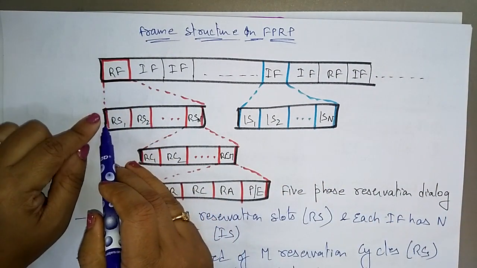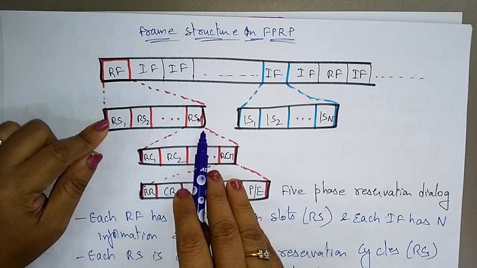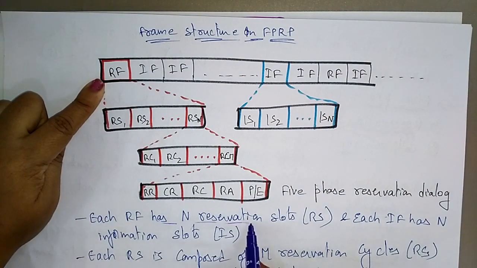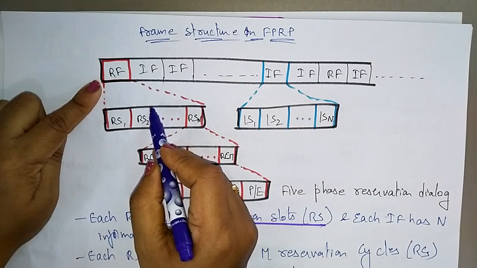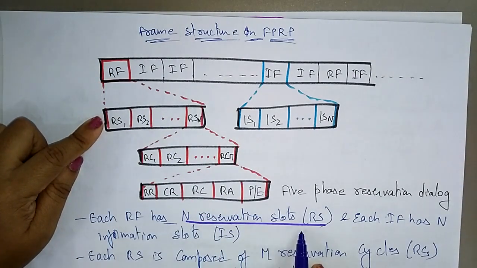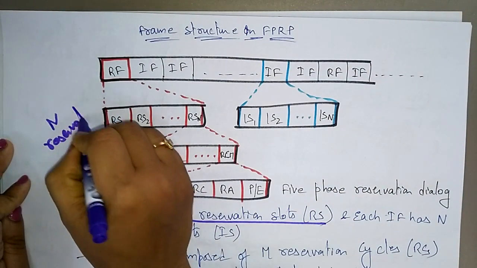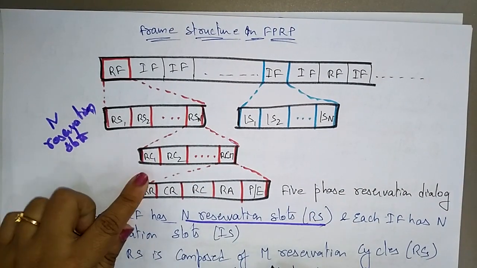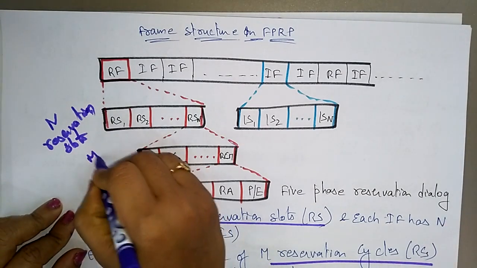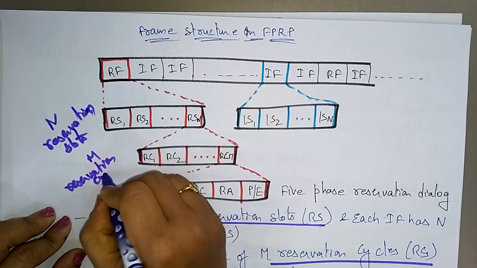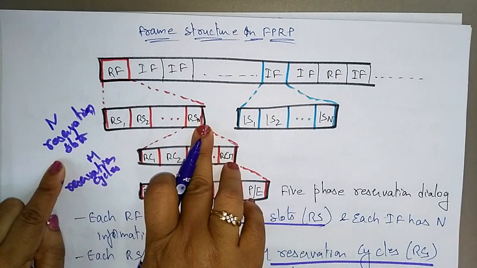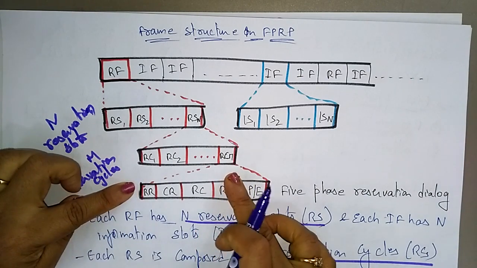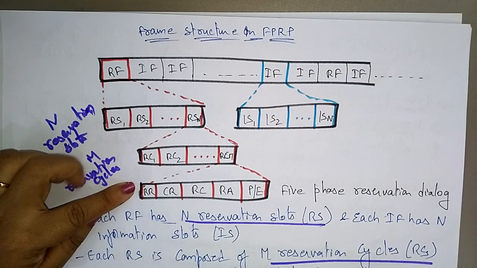The reservation frame has RS1, RS2 up to RSN, N slots. The information frame also has N slots. So each RF, the reservation frame, has N reservation slots. Again, each RS is composed of M reservation cycles. So each RF is divided into N reservation slots, and each slot is divided into M reservation cycles. With each RC, a five-phase dialog takes place.